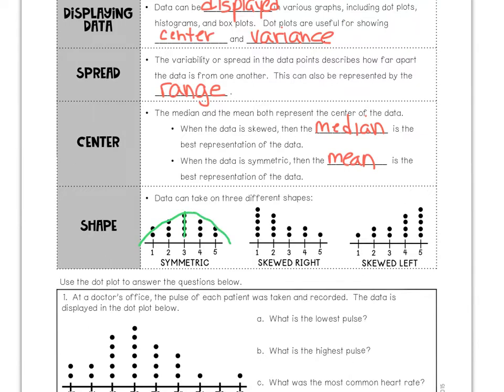Skewed to the right means we have data pulling it over to the right. So if I'm looking here, the right has like a little tail. So that means skewed right. Skewed left, again, our data is the opposite. We have a tail and it's being pulled over to the left. So that's what we're calling skewed left.